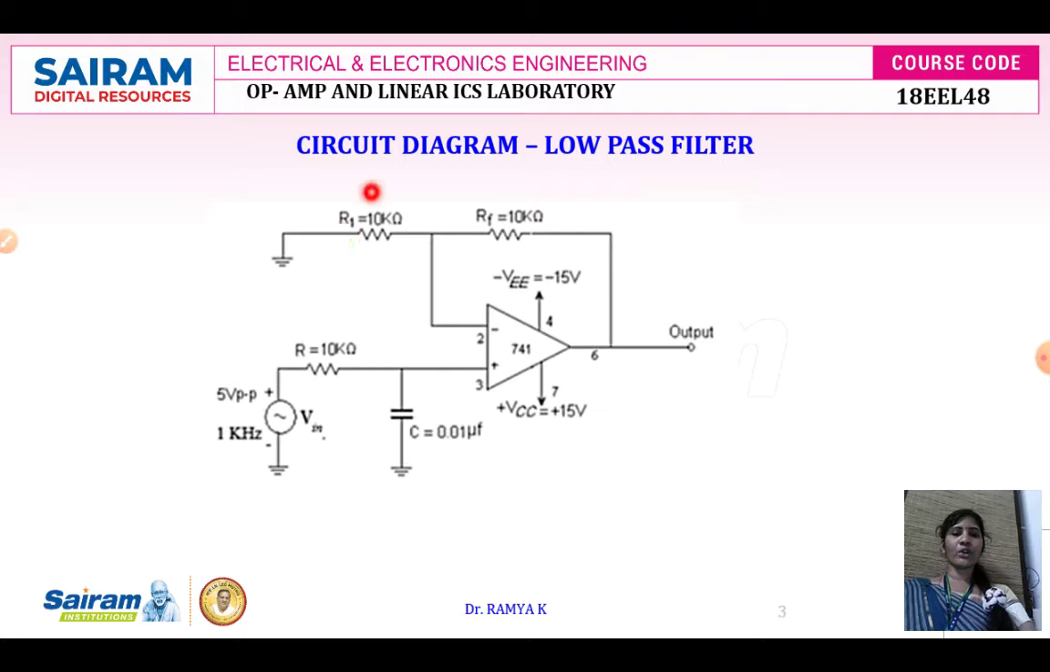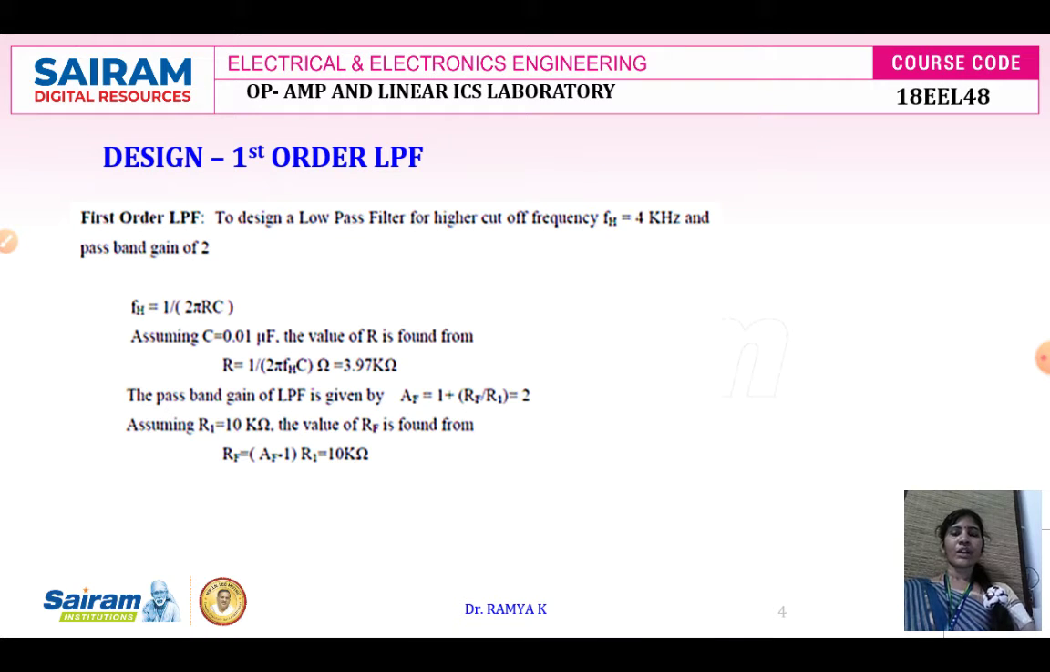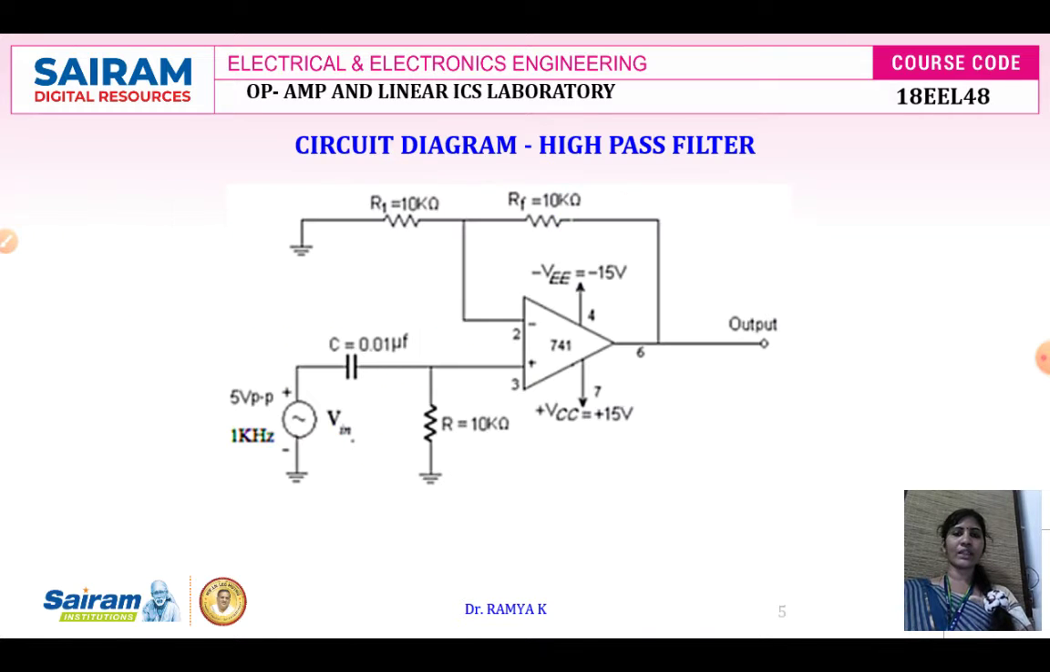This will just follow a voltage divider section. So the value of your low pass filter design is given as over here. It is designed for the higher cutoff frequency FH of 4 kilohertz and the passband gain of 2. For higher cutoff frequency, the formula is 1 divided by 2 pi RC. If the value of C is 0.01 microfarad, the value of R is found to be 3.97K. When you calculate the value of feedback resistance, it is found to be RF equal to 10K.